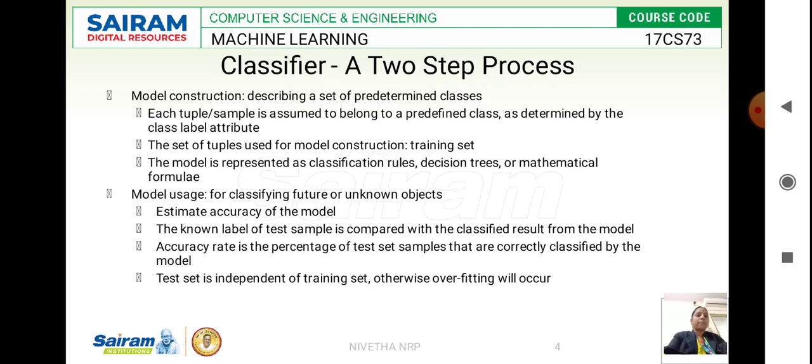The next step is model usage, and we use it for classifying future or unknown data. In model construction, you work with data that has already been trained, that is, known data. But in model usage, the model has to classify data which is unknown. That may occur when you give an input that you have not trained on. Even then, your system should be capable of classifying that data under a certain label.